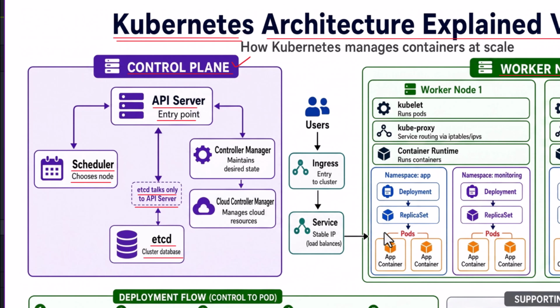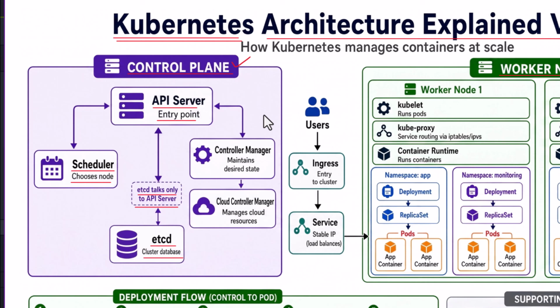When a new pod needs to be created, the scheduler checks available worker nodes. It looks at CPU, memory, rules, constraints, and availability. Then it decides which worker node is the best place to run that pod. So the scheduler does not run the pod directly. It only chooses the node. The actual pod is started by the worker node.